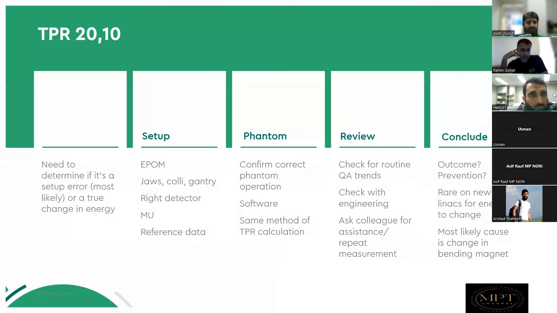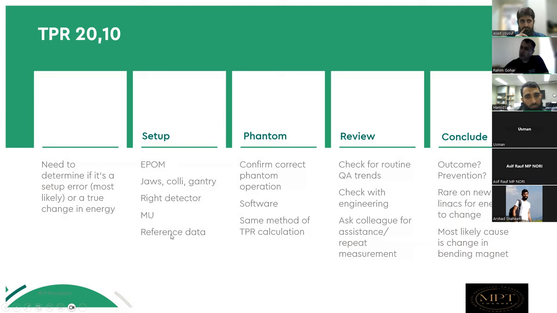So, as Hamid said, basically you need to eliminate your setup error first, because if it's a setup error, that's a different thing. If it's machine specific, then as you said, you will involve the engineer, or whatever needs to be changed. Maybe, because in TRS-398 they are not really measuring TPR 20/10. Rather, it is taken using the formalism given in TRS-398 just from the PDD. Just put in the values and you can straight away get the TPR 20/10. If they have not taken care of the effective point of measurement, then definitely there will be an issue. Maybe your jaw collimators are not zero, jaw settings were not right, the right detector, as you mentioned, the number of MU, reference data.